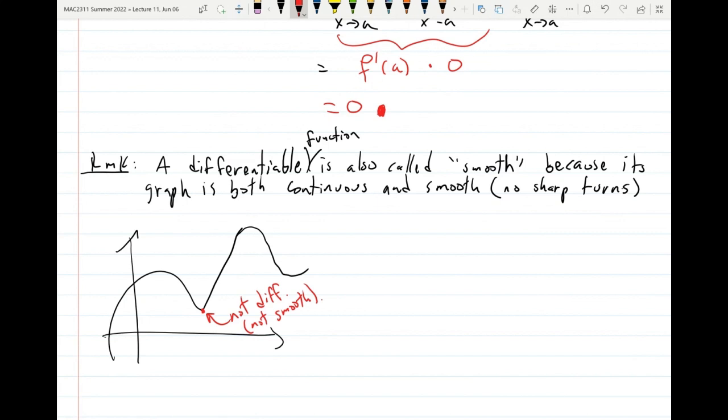Do you understand what I mean when I say the word smooth? Okay, so you have questions in the homework where they give you a picture and they ask you to determine points at which the derivative does not exist, where the function is not differentiable.